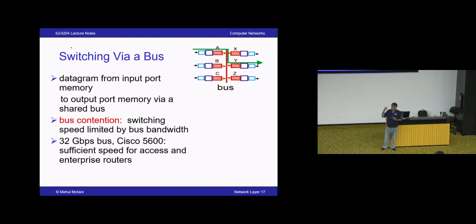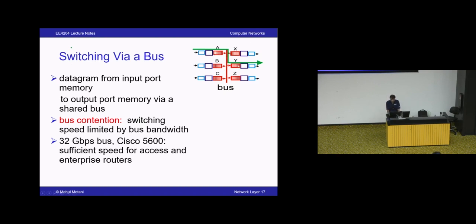Same thing has to happen here, except here it's not random access. The CPU, the routing processor, is instructing. But because it's a shared bus, simultaneous transmissions cannot happen. But this is much faster than via memory. So the second generation of Cisco routers use this.